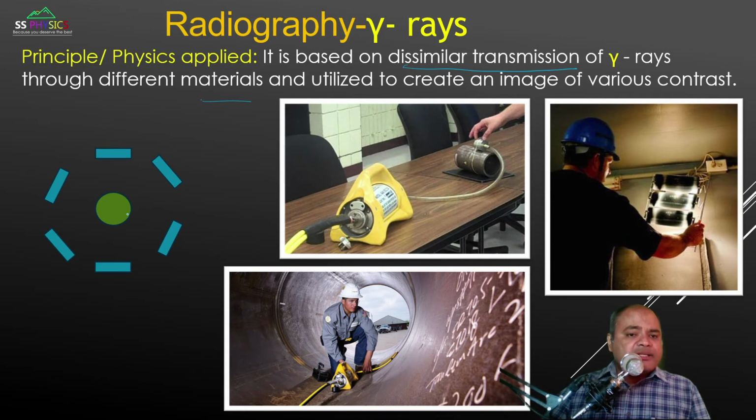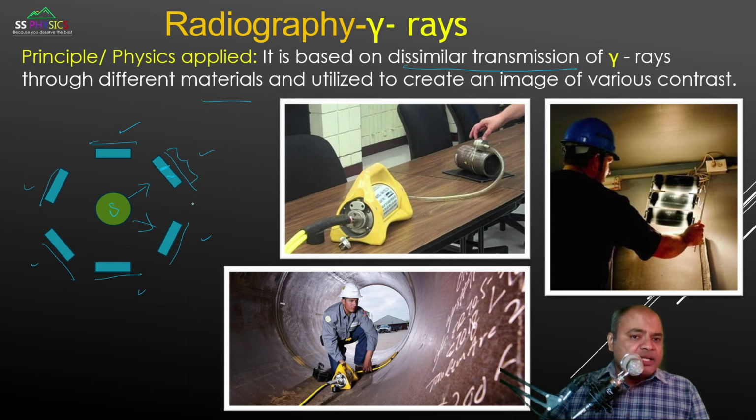And the technique here is somewhat like this. This is the source of the gamma rays, and this source is kept at the center, and simultaneously we can test, let's say, n number of samples. Here 6 samples are taken, like this: 1, 2, 3, 4, 5, 6. So 6 samples are kept in a circular manner around this source, and this source will radiate the gamma rays, and at the other end there will be a photographic plate. If there is any fault in a sample, then we will get the impression on this photographic plate.